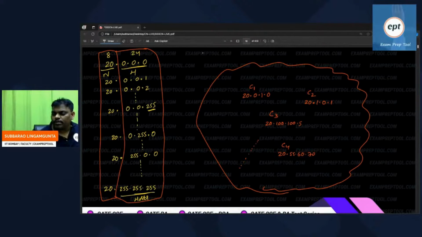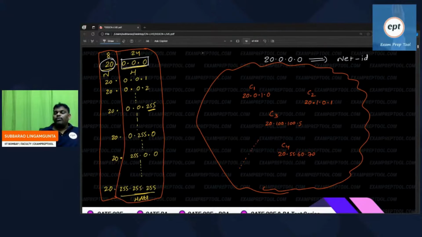Very simple. Listen: 20.0.0.0. Remember, host part all zeros, network keep as it is. This is going to be the network ID. Every network should have an ID, it is a net ID. It is almost like a surname.